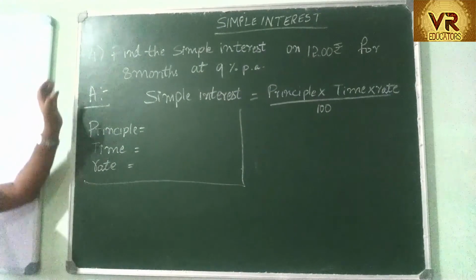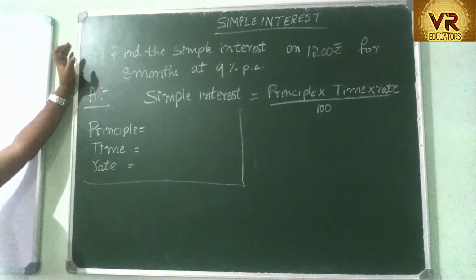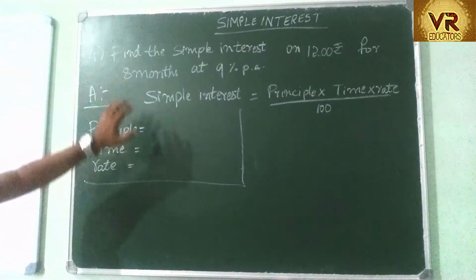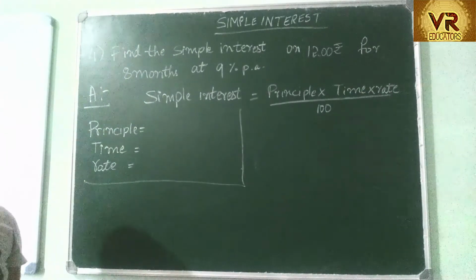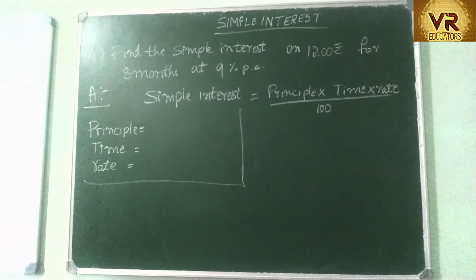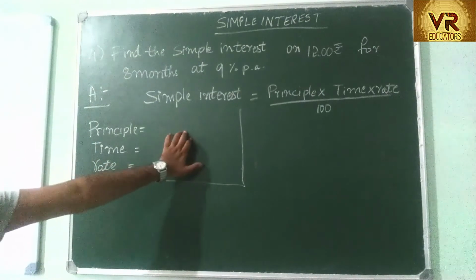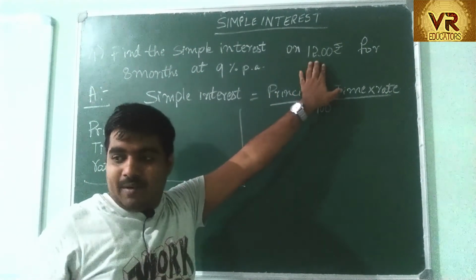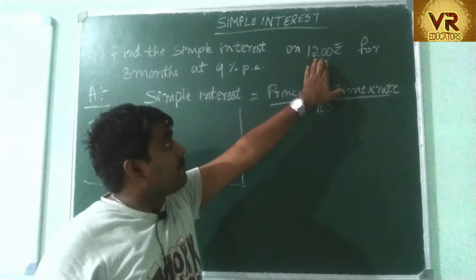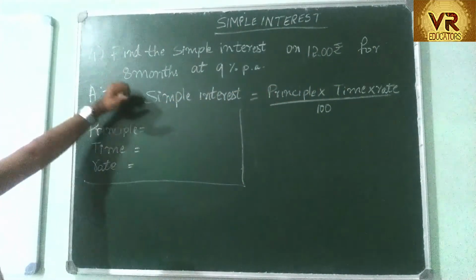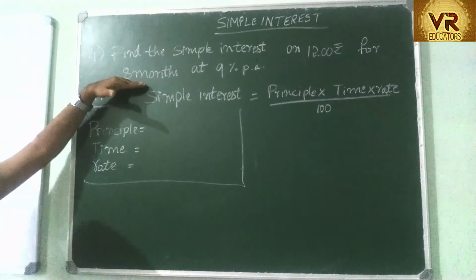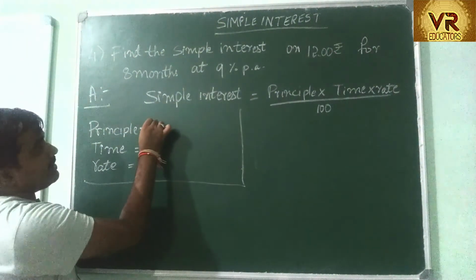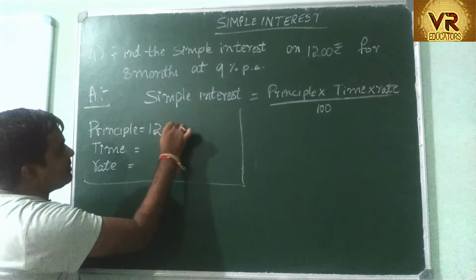Okay. So what is the question? Find the simple interest on 1200 rupees for 8 months at 9% per annum. Okay. So you have to find the simple interest. The principal, sorry, it is not amount. Amount is different here. So principal is 1200 rupees. Time given is 8 months. Rate is 9%. Let's write what is given. 1200 rupees is the principal.